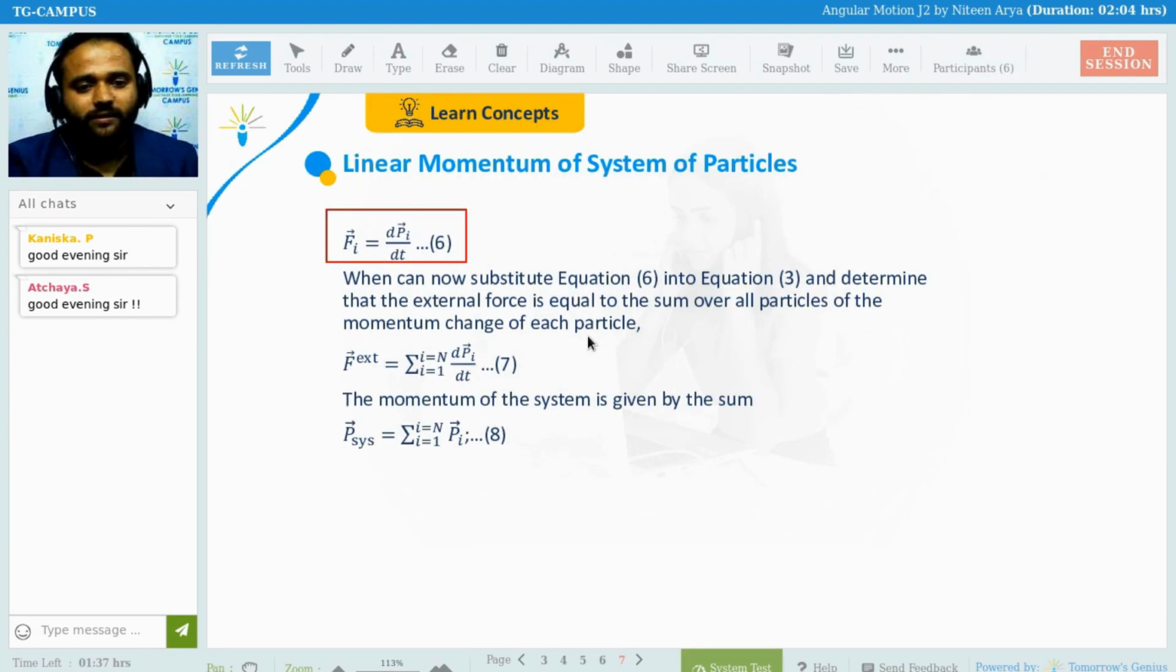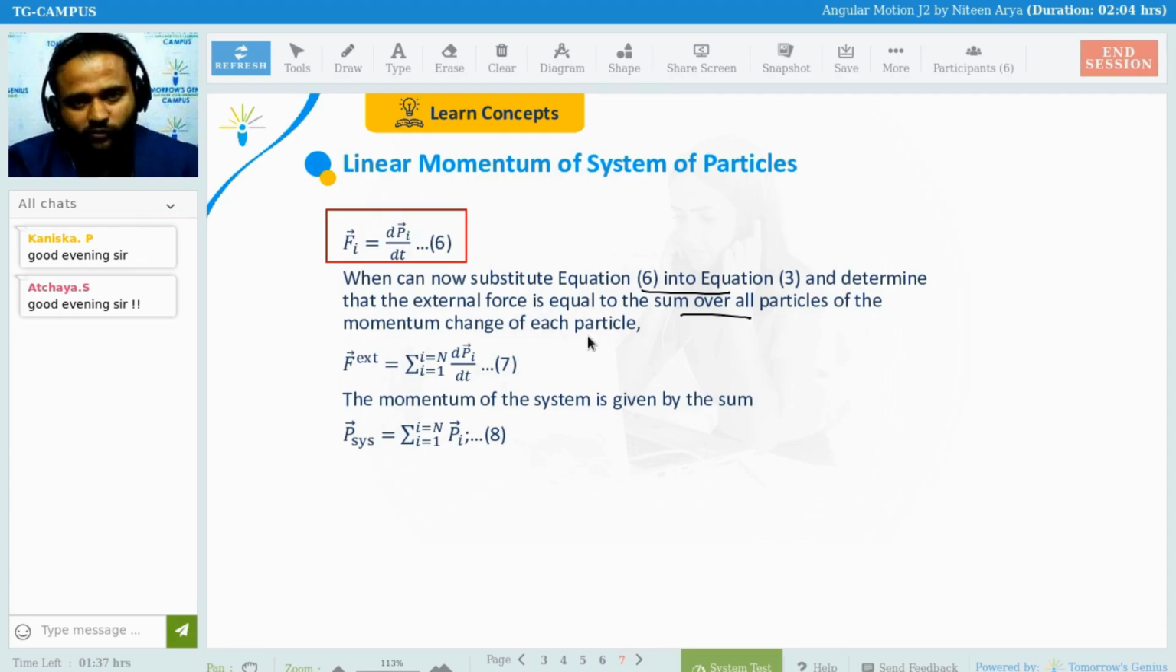So we can now substitute equation number 6 into equation number 3 and determine that the external force is equal to the sum over all particles of the momentum change of each particle. So F external is dp_i by dt, and that is the momentum of a system. As simple as that. We are doing nothing but the manner we are finding the center of mass.